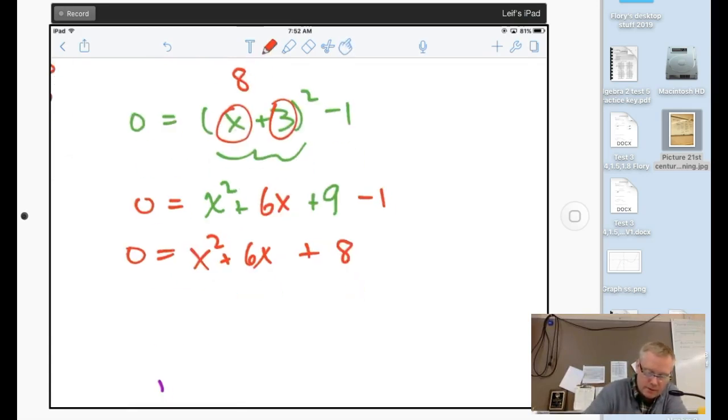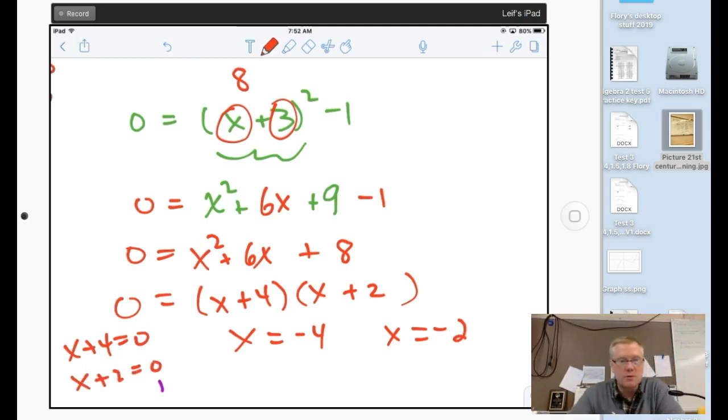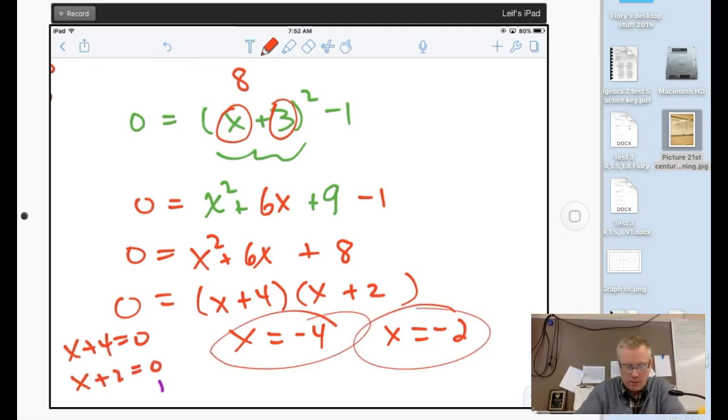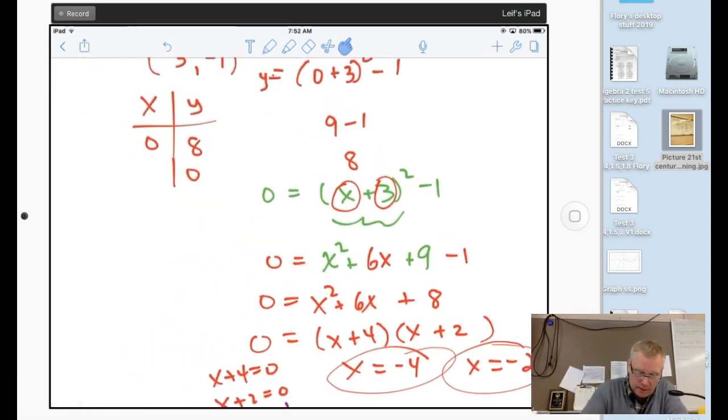Now I can factor this. That's a piece of cake, because things that multiply to 8 and add up to 6 are 4 and 2, which means my x-intercepts are x equals negative 4 and x equals negative 2, because I could have gone x plus 4 equals 0 and x plus 2 equals 0. Solve those two and get negative 4 and negative 2.